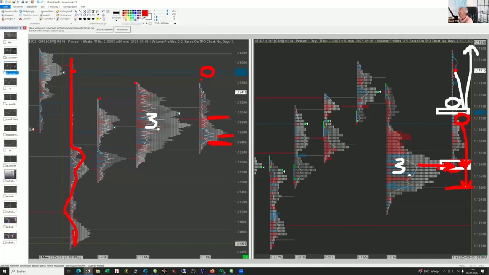My levels are 117.05.06 and on the downside 116.40. Can you read these numbers? Yes, perfectly. Okay, very good. Yes, and now we must wait.